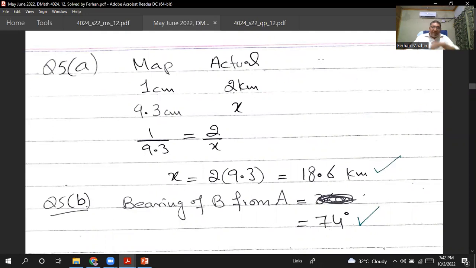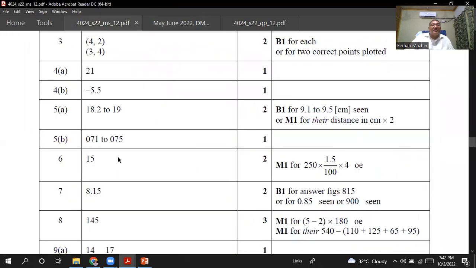So on the map, the scale is 1 centimeter represents 2 kilometers. So 9.3 centimeters represents how much? So it will be 1 divided by 9.3 equals 2 by x. So cross multiply. So x will be equal to 2 multiplied by 9.3, and it will be 18.6 kilometers. So this is the method of ratio, and I hope you understand. It's 18.6 kilometers. So the answer range is from 18.2 to 19. So our answer is right.